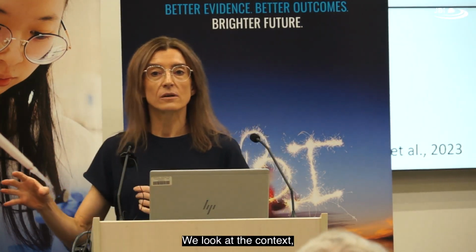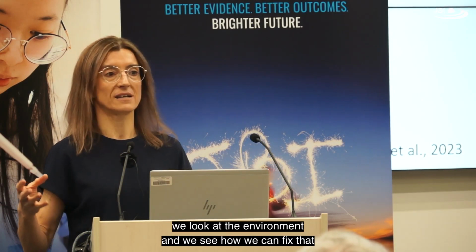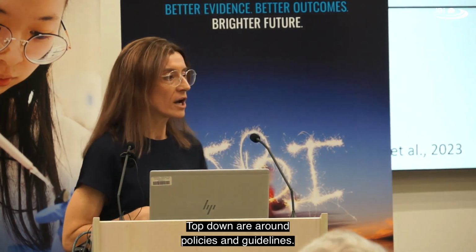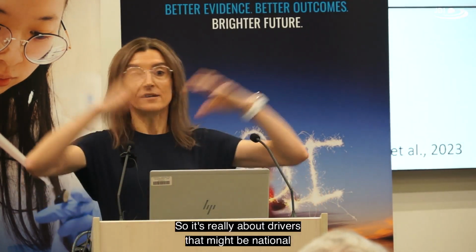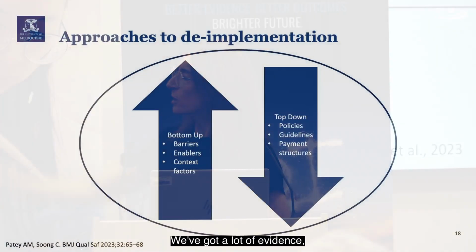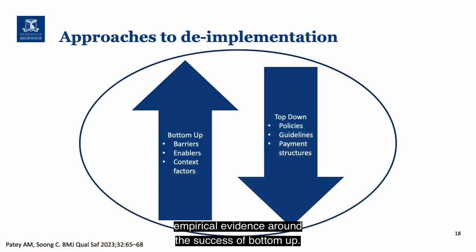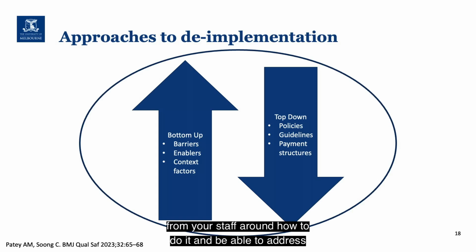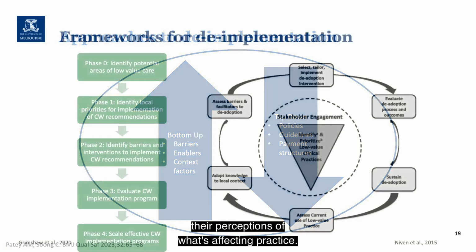We look at the context, we look at the environment, and we see how we can fix that and how we can put into place strategies to address that. Top-down are around policies and guidelines, so it's really about drivers that might be national or local, but driving down and informing practice. We've got a lot of empirical evidence around the success of bottom-up. We've got mixed evidence around top-down. We've got some really nice growing evidence about the two together. And that really makes sense, doesn't it? You want to have the policies and guidelines, but you also want to have support from your staff around how to do it and be able to address their perceptions of what's affecting practice.